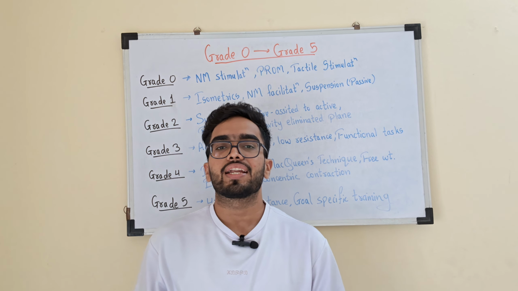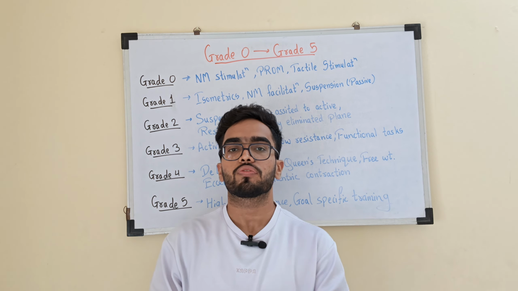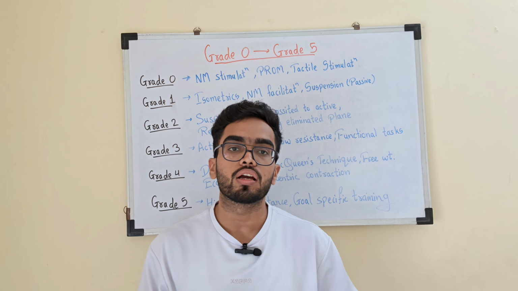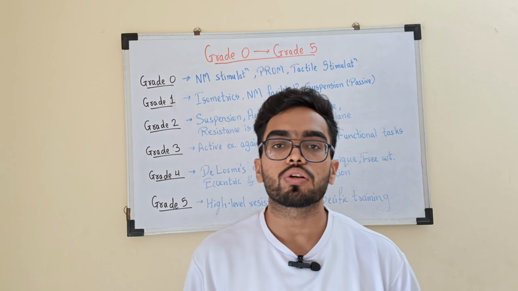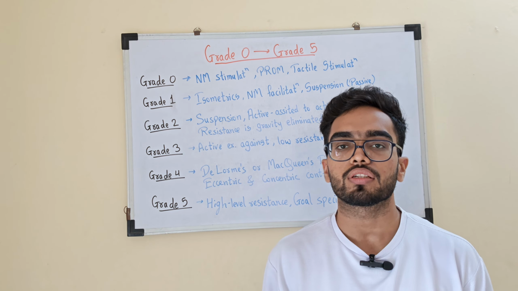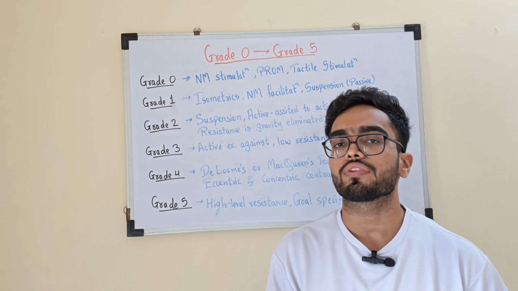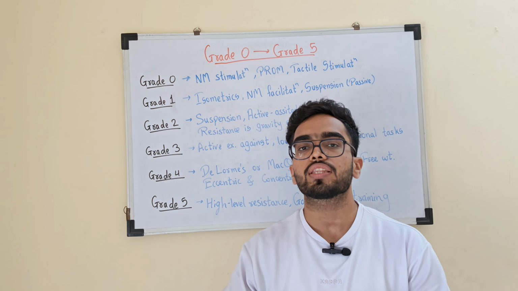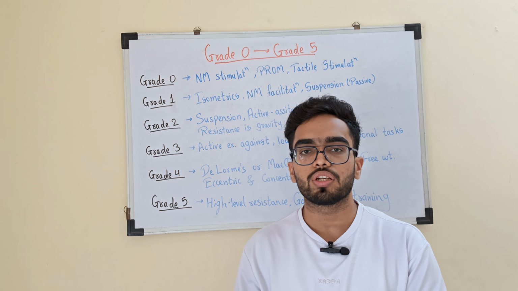The last topic for the day is how will you progress from grade 0 of MMT to grade 5 of MMT. Okay, what is grade 0? That there is no visible or palpable contraction seen in the person. So in most conditions we will consider that the muscle is denervated. So we will start with galvanic current stimulation.